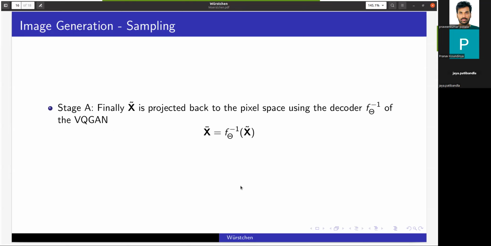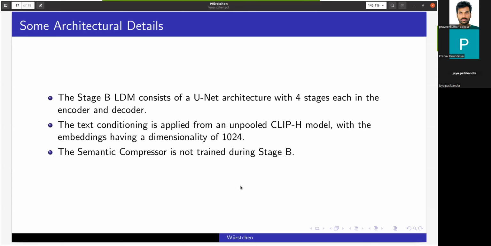So this was the whole sampling part of Würstchen. A simple architecture, but it offers an extremely compact representation, and it is extremely efficient in terms of training the model, since now instead of training in the image space, we shall be training in an extremely compact latent space.